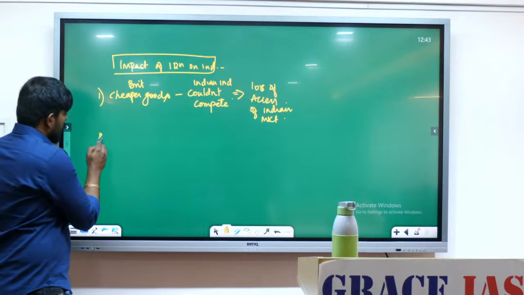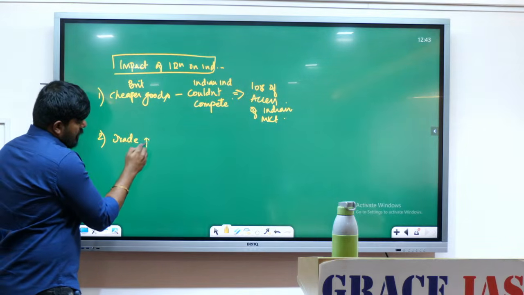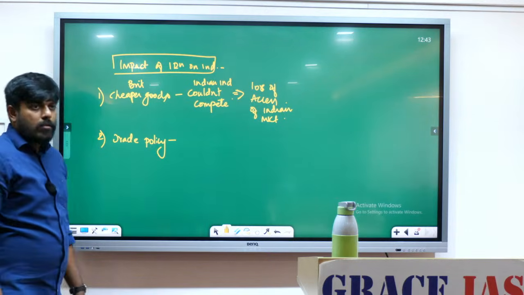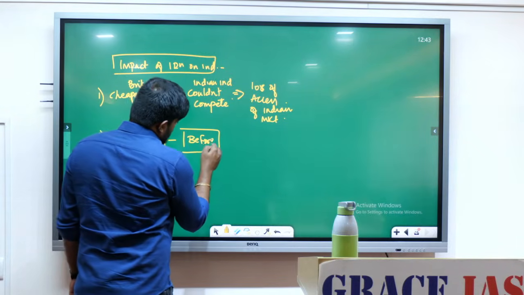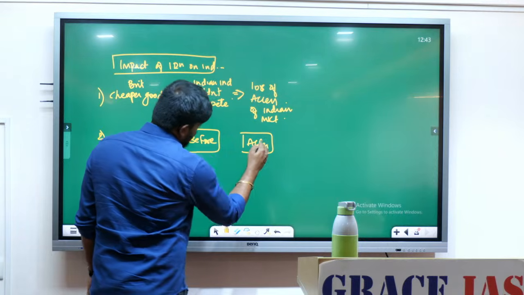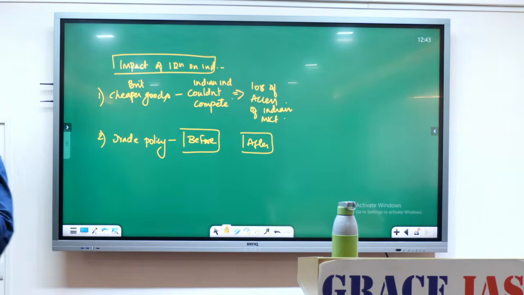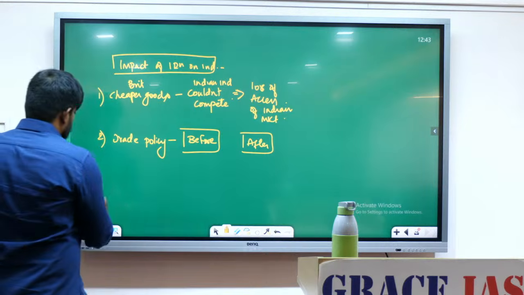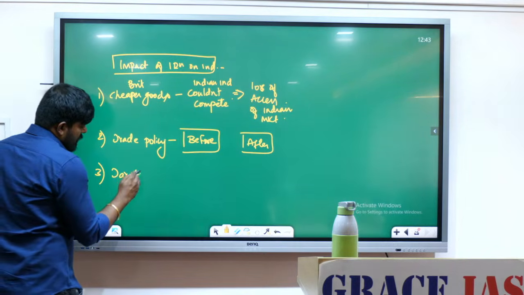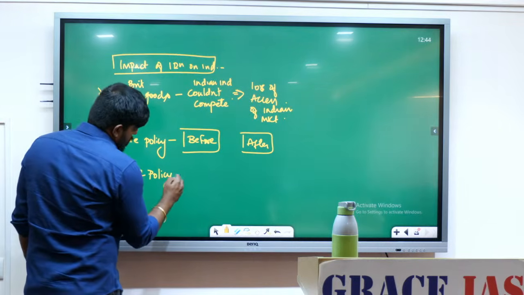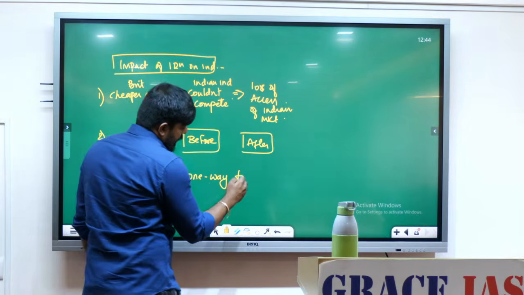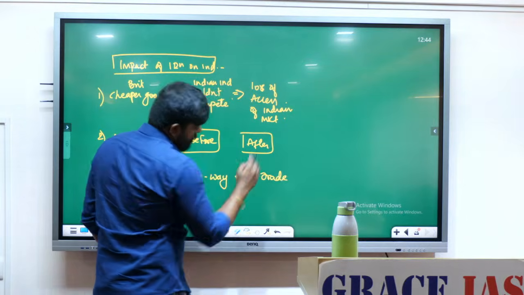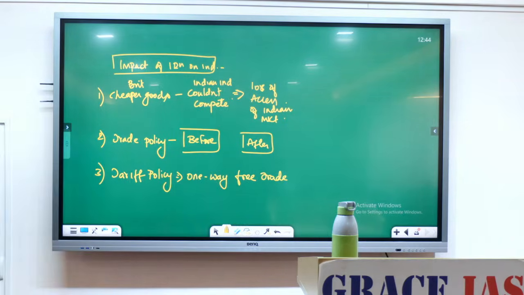Okay. Second thing, trade policy. You have to explain two scenarios: what was the trade before the industrial revolution and after the industrial revolution? Before the industrial revolution, we were exporting finished goods. After the industrial revolution, we were exporting raw materials. Third point, you have to explain the tariff policy and show how excessive tariffs on Indian goods led to the scenario of a one-way free trade system. Okay?